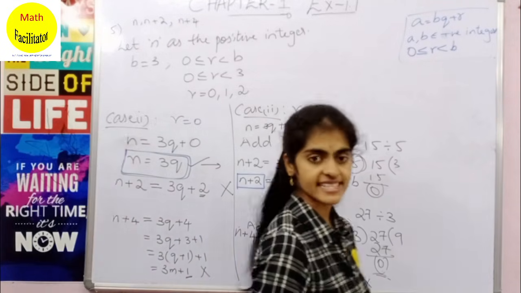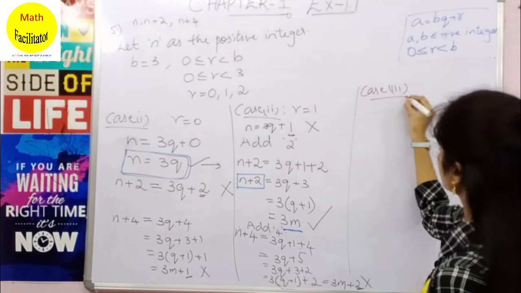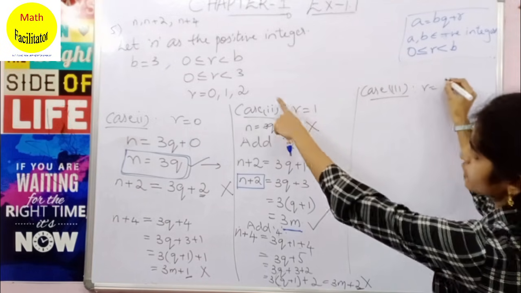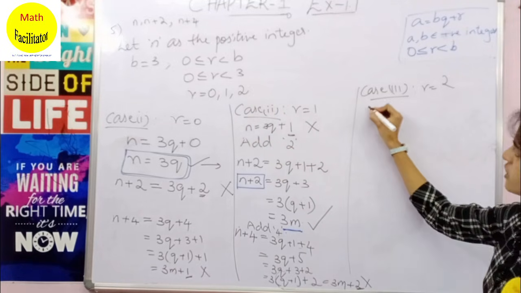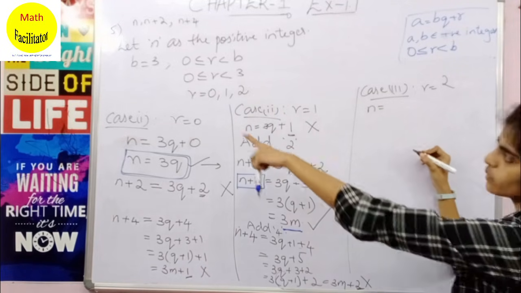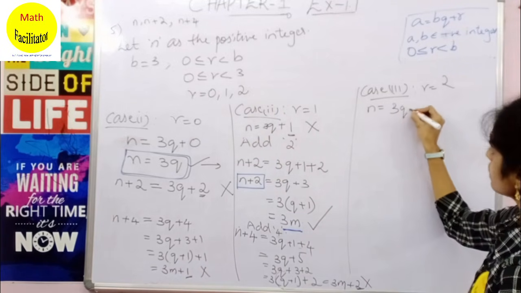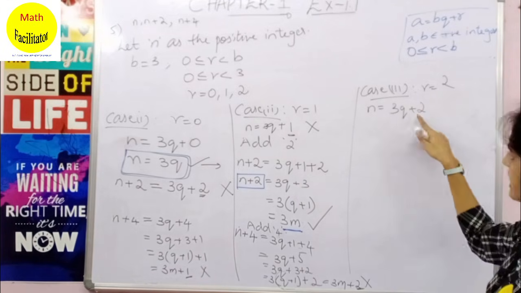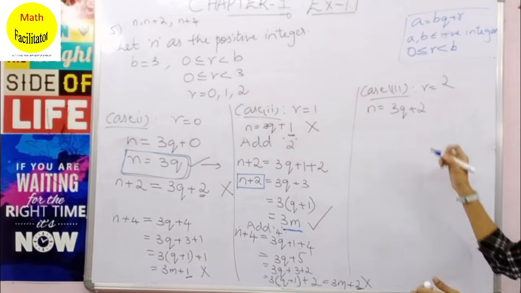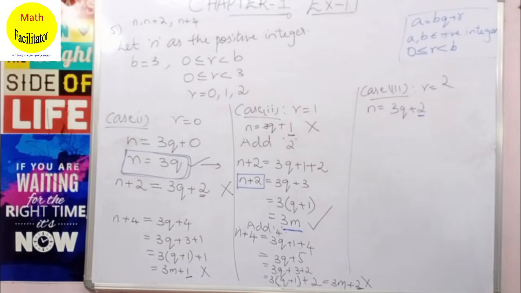Now let us take the next case, case 3. What will you take? You will take r equal to 2, the last case. So when you took r equal to 2, what will be n? n is equal to bq plus r, that is, n is 3q plus 2. That means the remainder is 2, which means this number is not divisible by 3.